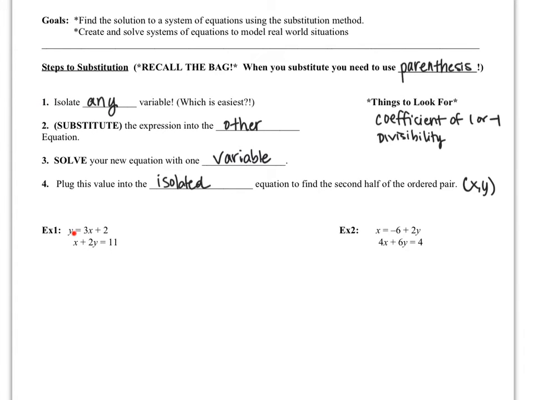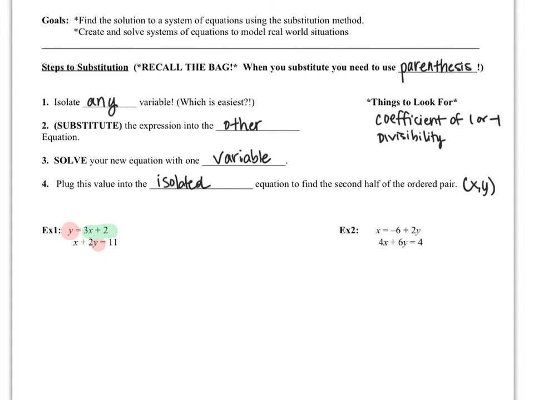Well, here I notice that y is already isolated. And so what this really means is that everywhere I see a y, and I see a y right here, I can replace it with 3x plus 2 because that's what y is equivalent to. So on this second equation, I can rewrite this. Now imagine you had to rewrite this, but the variable y didn't exist in the alphabet. So instead of writing y, what we're going to have to write is what y is equal to, which is 3x plus 2.